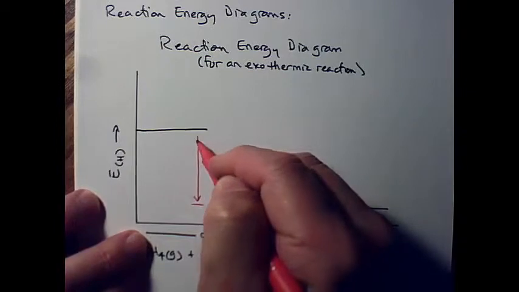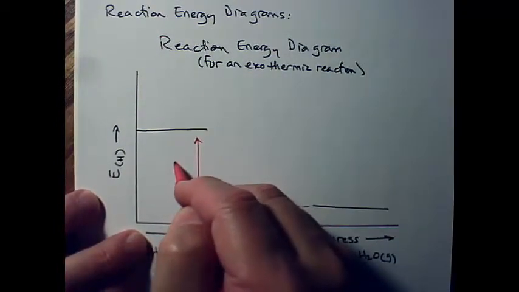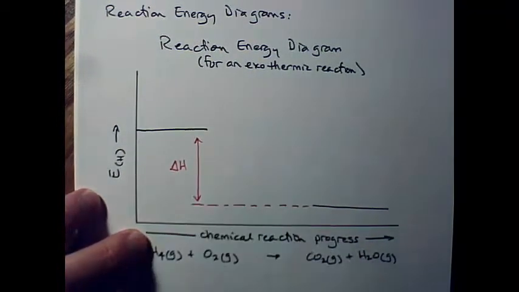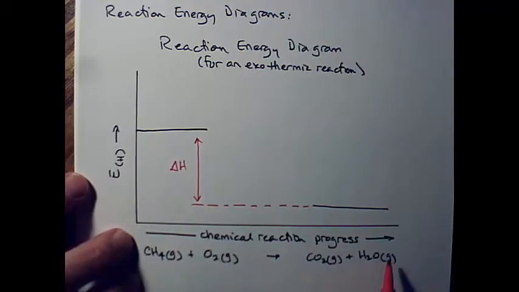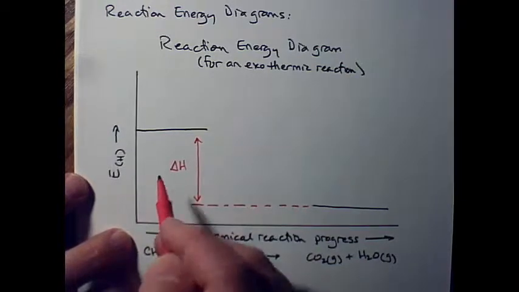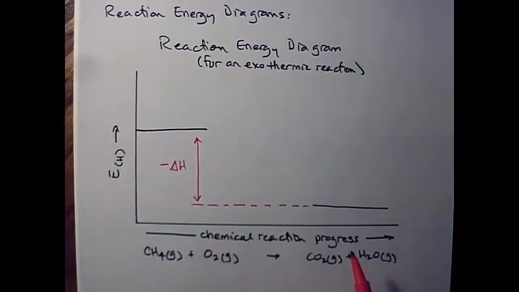The difference between the starting amount of energy and the ending amount of energy is the delta H. That's the change in enthalpy in the system. And as the reaction progresses, the system is losing energy. So what sign will the delta H be? Negative. So negative delta H because it's going down.